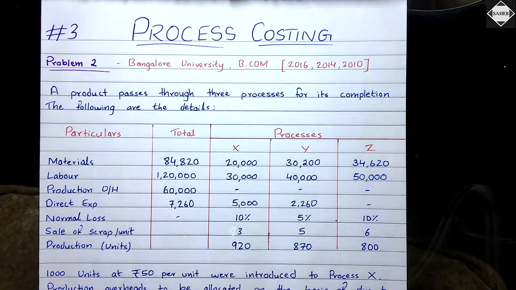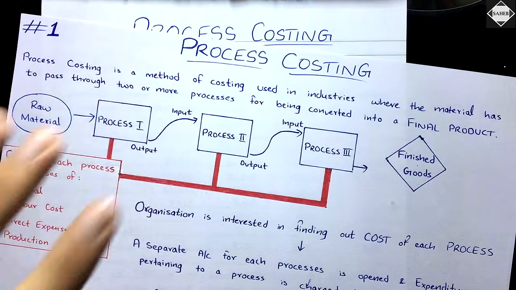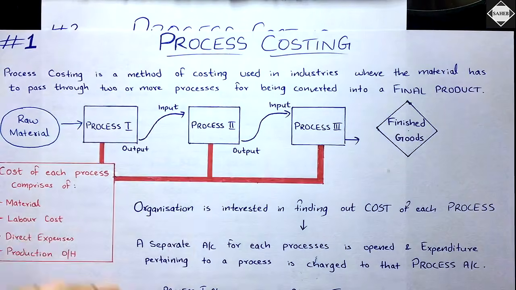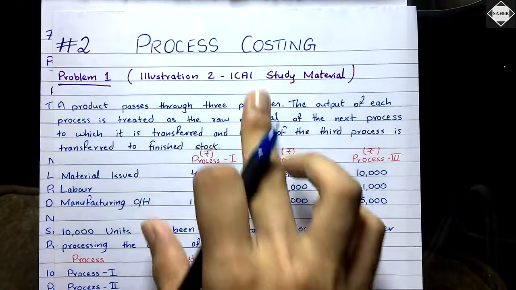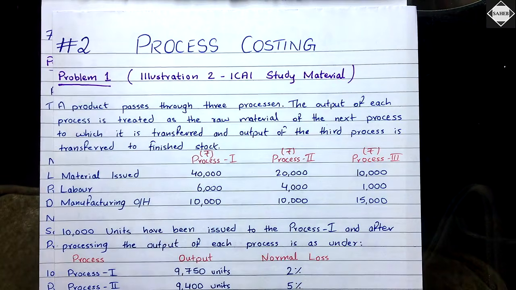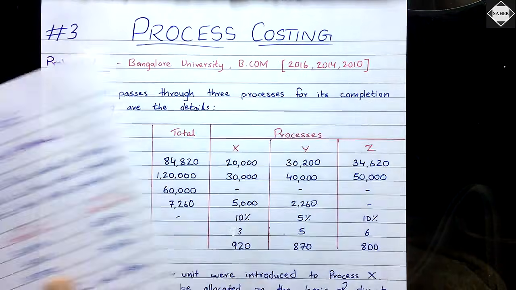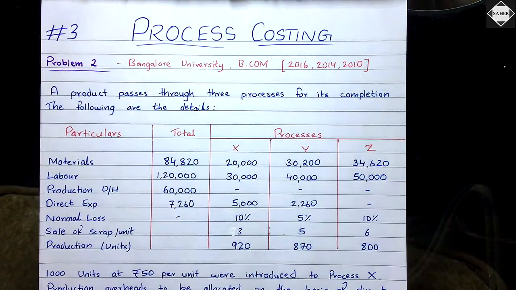Before going ahead with this video, let me just tell you what we have done in the previous videos. In the first video we saw the concept and the format of process costing. Then in the second video we solved one problem, illustration 2 of the ICAI study material. We have seen that properly and solved it. Now let's get back to this video and solve this second problem.